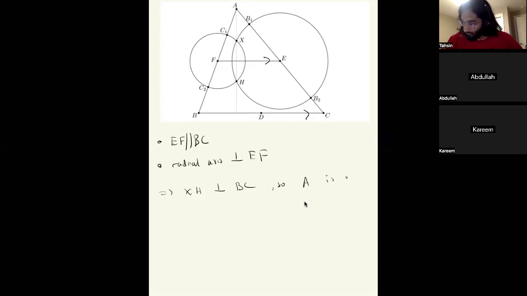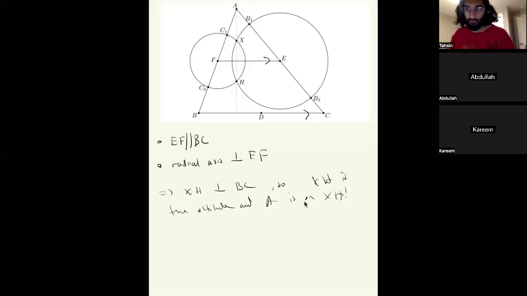Or maybe I'll say it like this. So XH is the altitude and A is on XH. Okay. Good. Yeah, so it's a very, very clean argument.